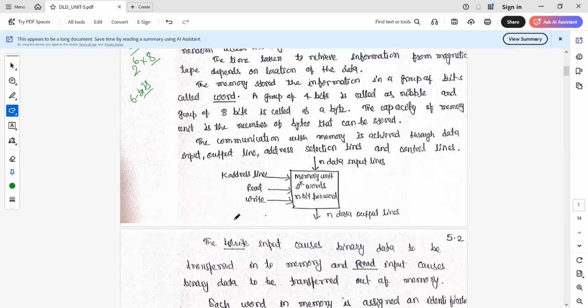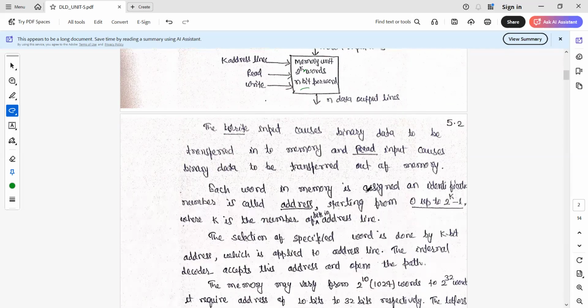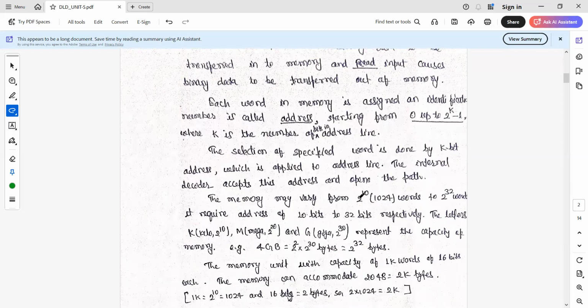This is the symbolic representation where we have a memory unit in which we can store 2 to the power k words. That means we have this many locations in the memory, and each word contains n bits. So that is the representation. Whenever we address the memory, the address always starts with 0 and goes up to 2 to the power k minus 1.